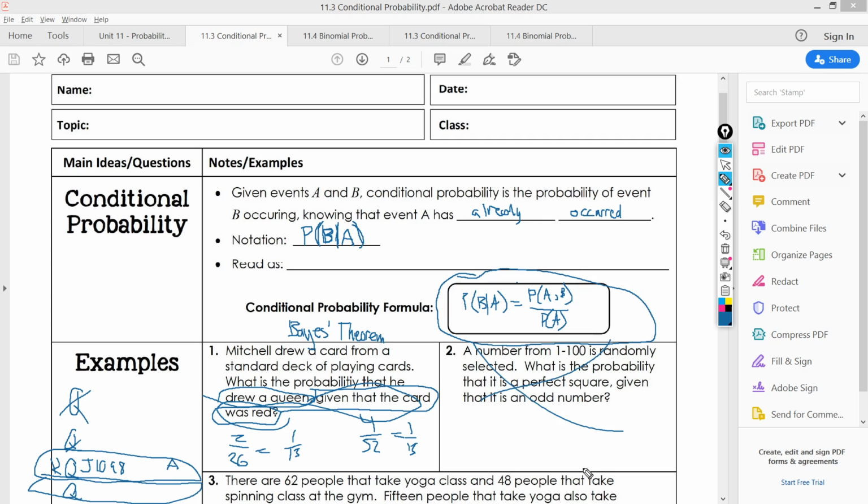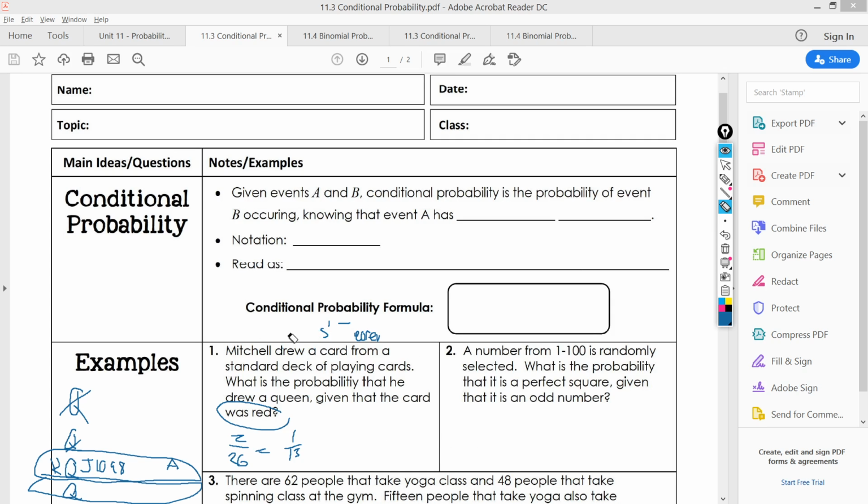There's no way I'm doing this one because I'm not going to figure out all the perfect squares from 1 to 100. That just seems prohibitively difficult. But I'm going to show you a couple of conditional probability problems just to give you a sample of this.